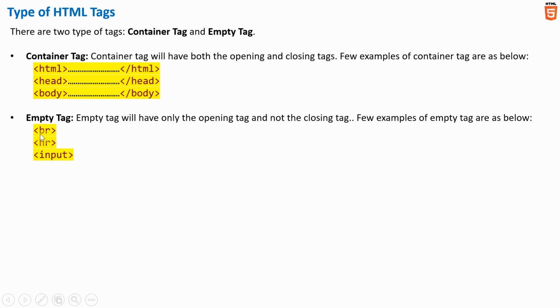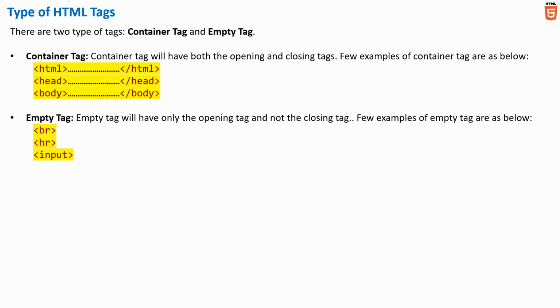Now this BR tag is typically used to put a line break in between two words or in between two characters. Likewise, this HR tag is used to put a horizontal line between some content. An input tag is mainly used to provide the user with an input field where the user can enter some information.